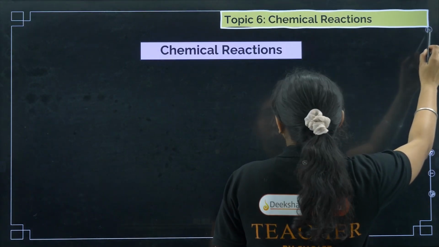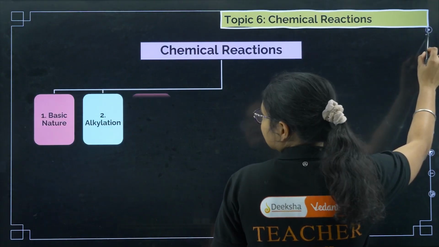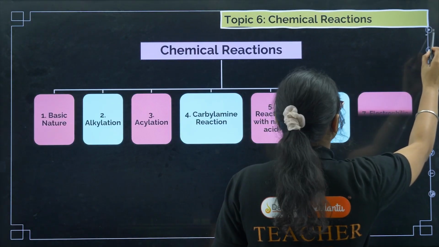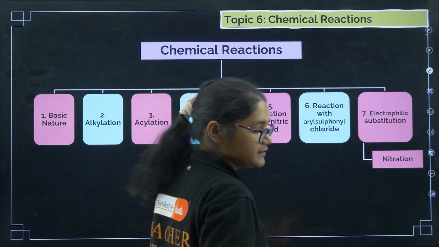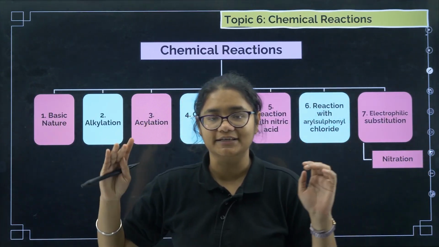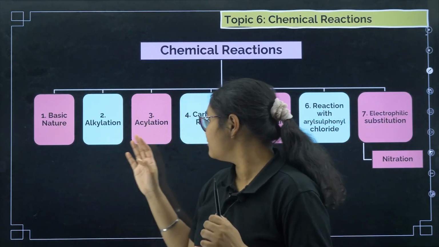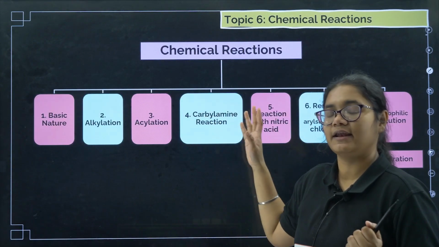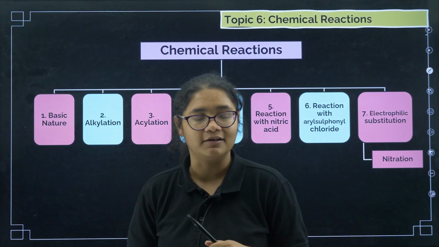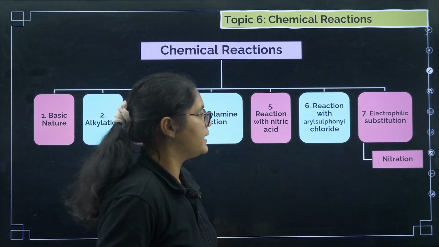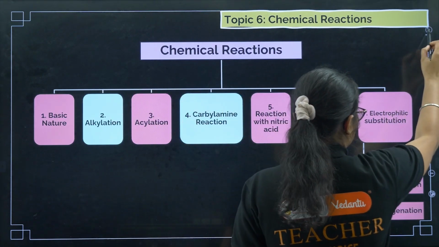Now we'll start with the chemical properties. I think this one I have already discussed. Under basic nature first we'll discuss, then alkylation, then acylation. After that I have carbylamine reaction, then reaction with nitric acid, benzene sulfonyl chloride or aryl sulfonyl chloride, then electrophilic substitution reactions.